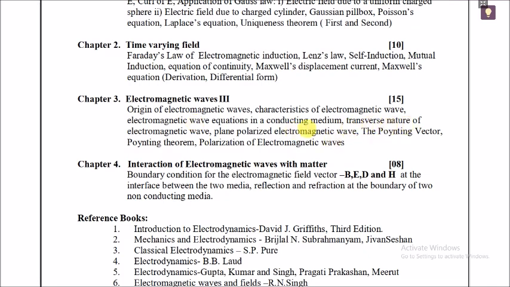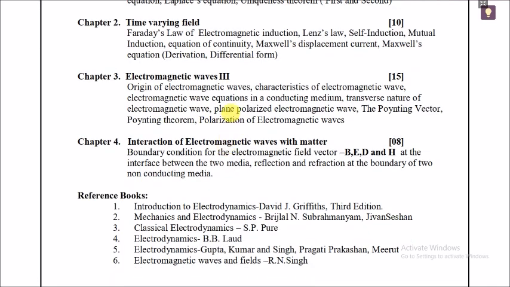Then the second one, the transverse nature of electromagnetic waves. We already know that light is a transverse type of wave, so we have to prove that it is a transverse wave. So this transverse nature of electromagnetic waves is given in this chapter. Then plane polarized electromagnetic waves. Again, polarization of light is also known to us. So here the plane polarized electromagnetic wave is given, meaning how electromagnetic waves can be polarized in a single plane, called plane polarized electromagnetic waves.